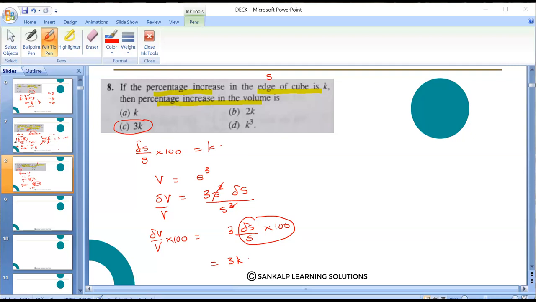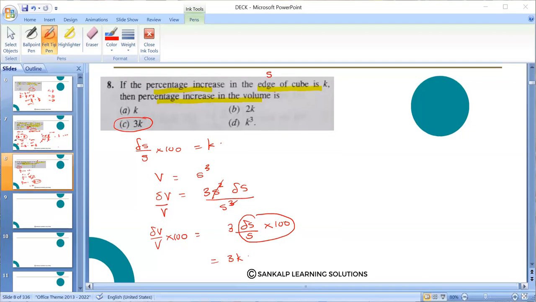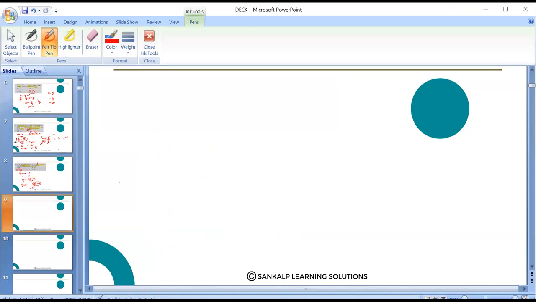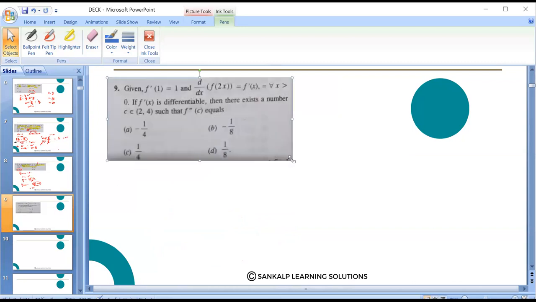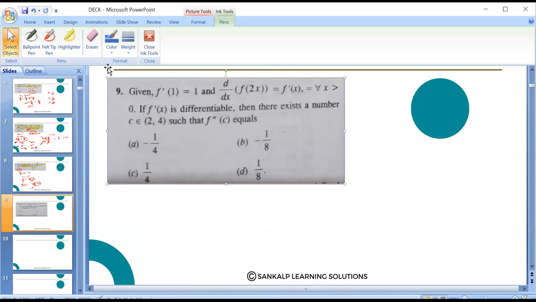Next is question number 9. According to question 9, f dash of 1 is 1. Derivative of f of 2x is f dash of x for all x greater than 0.